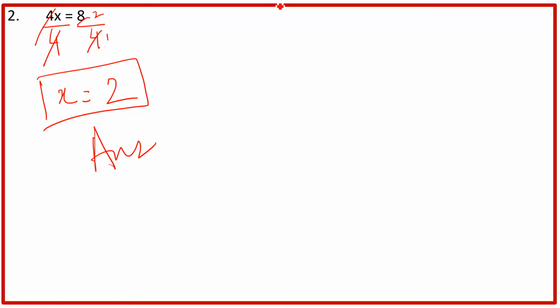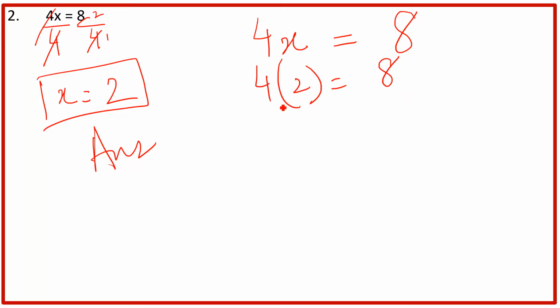So simple. Again, we can check whether our answer 2 is right or wrong. This is our question, 4x is equal to 8. Wherever you see x, you have to write 2. So 4 multiplied by 2 is equal to 8. 4 times 2 is 8, 8 is equal to 8. The left hand side and right hand side are both equal. It means our answer is correct.